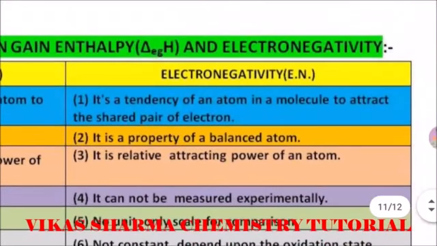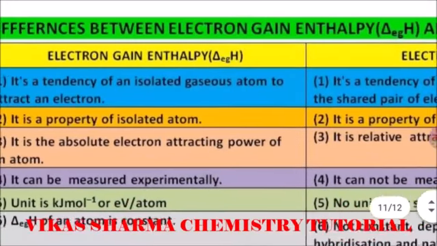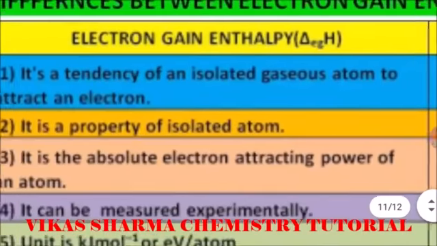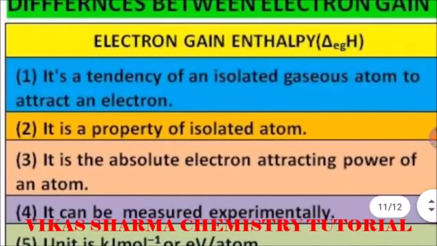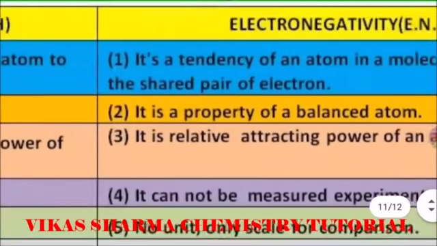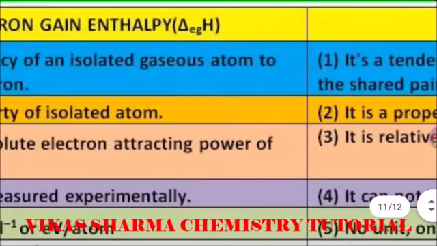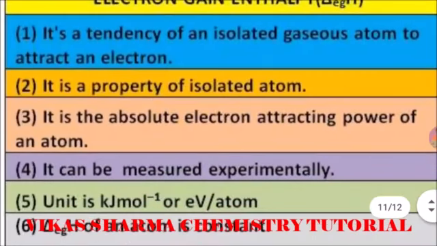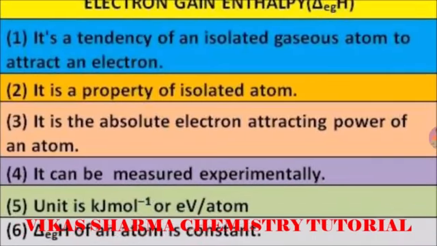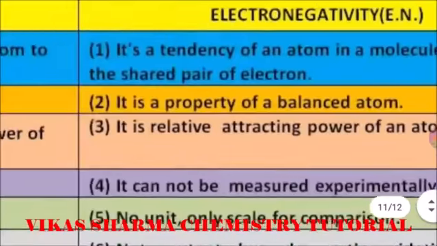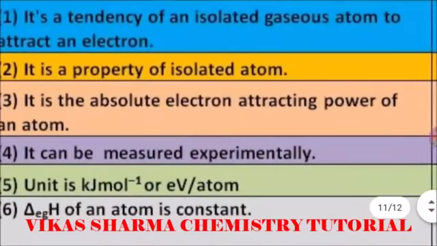So electronegativity shows when atoms are bound by a covalent bond, but electron gain enthalpy is related to the isolated atom, not the bonded case. Electron gain enthalpy is a property of an isolated atom, but electronegativity is a property of an atom when bound by a covalent bond. Third, electron gain enthalpy is the absolute electron attracting power of an atom, but electronegativity is a relative attracting power of an atom.